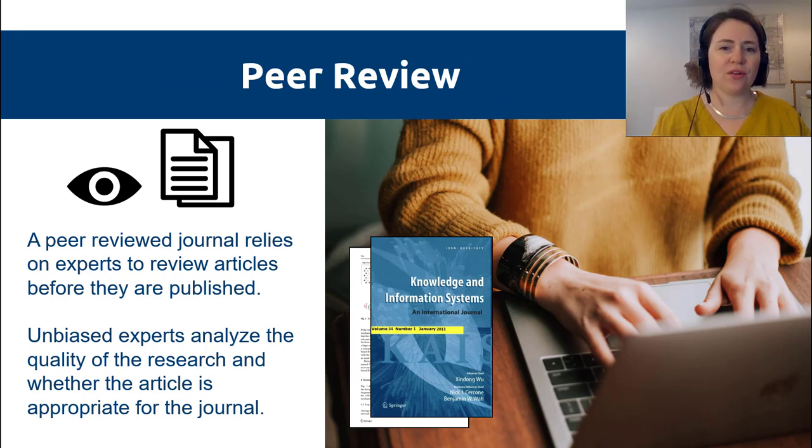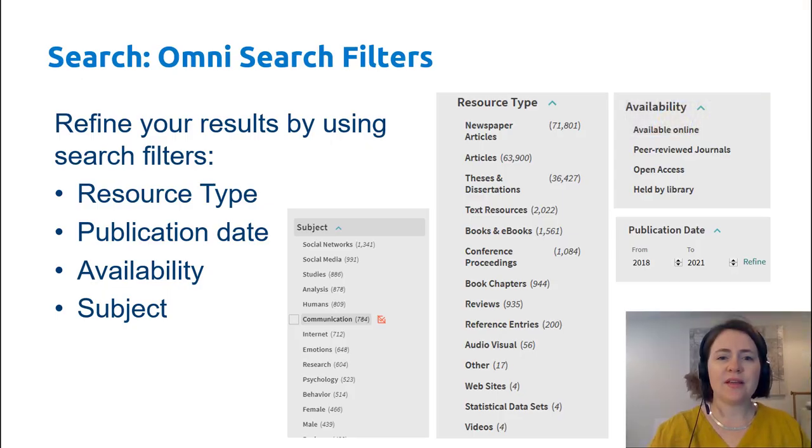Again, remember that not all journal articles are peer reviewed, and some scholarly journals go through the peer review process, but not all journals do. Here is another look at some of the most commonly used filters that you can use to help limit your results, such as resource type, publication date, and availability.